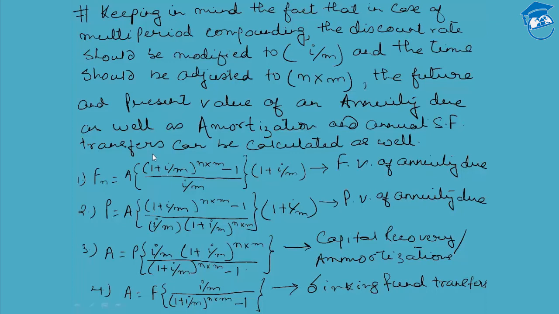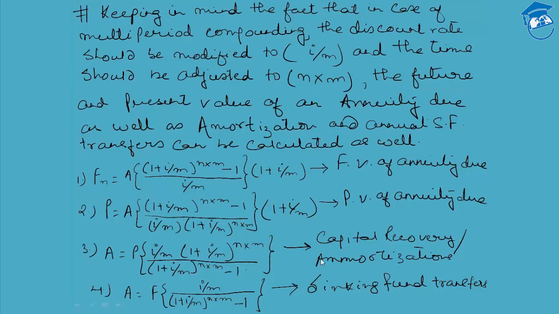So you will find, after careful observation, that the entire formula for the future value of an annuity due remains the same, with the only exception that i and n have been replaced by i upon m and n into m respectively. The same is the case in calculating the present value of an annuity due: the entire formula remains the same, with the only exception that i has been divided by m, and n has been multiplied by m as an exponential power.